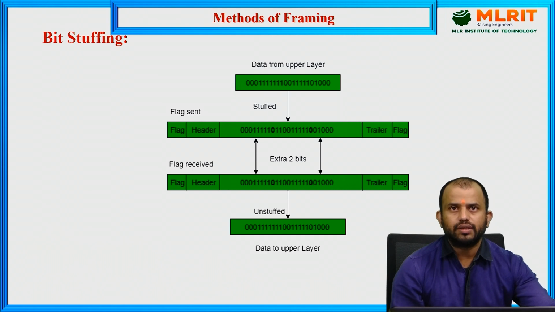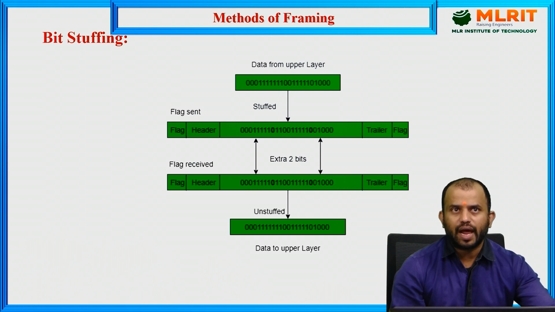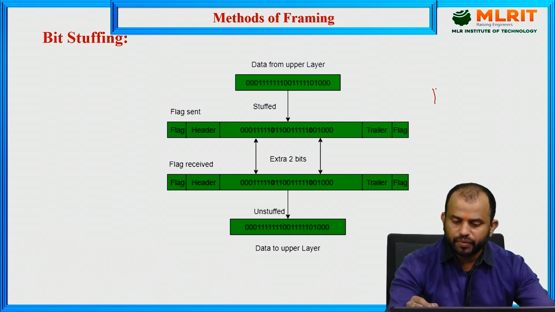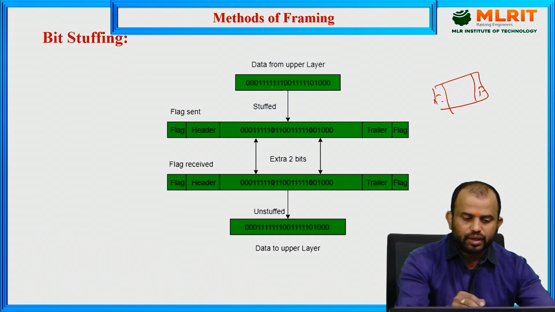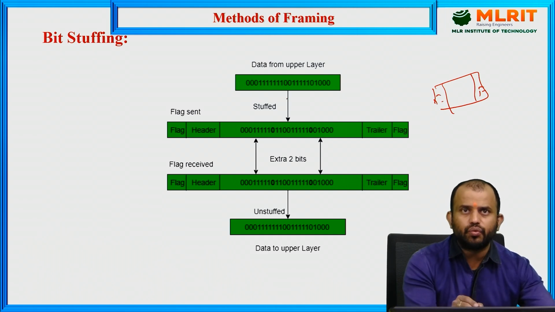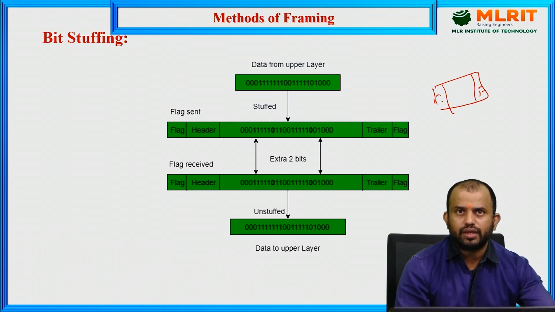And the third one is bit stuffing. So what is meant by bit stuffing? Previously we discussed flag stuffing, where we insert the flag before and after. But in the bit stuffing mechanism, after every 5 consecutive ones we insert one 0. That we call bit stuffing.